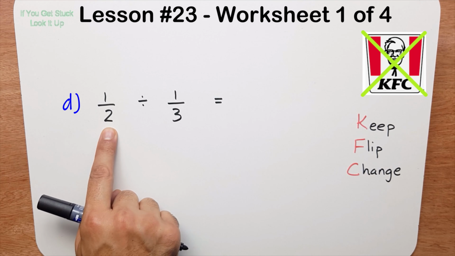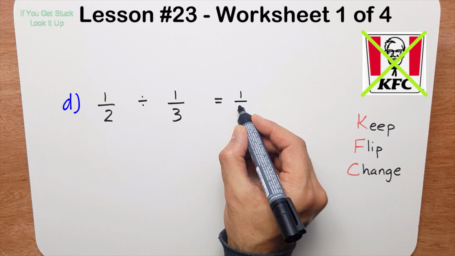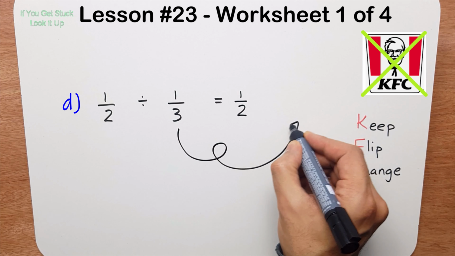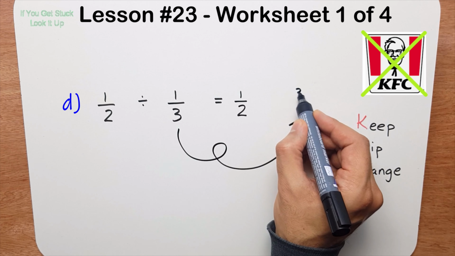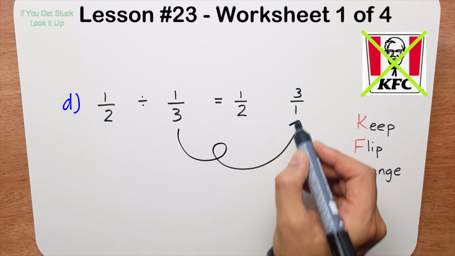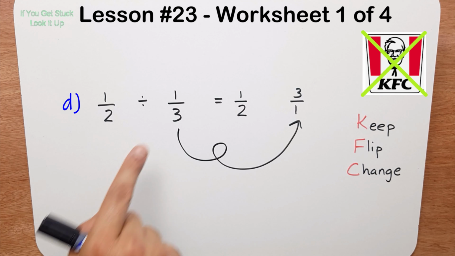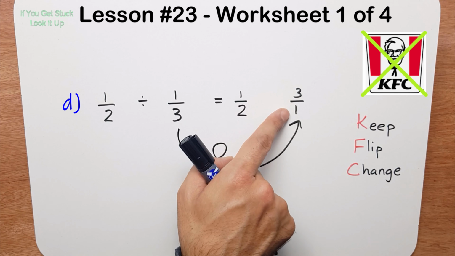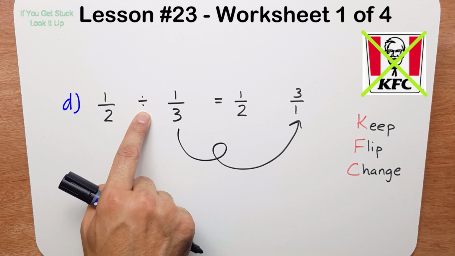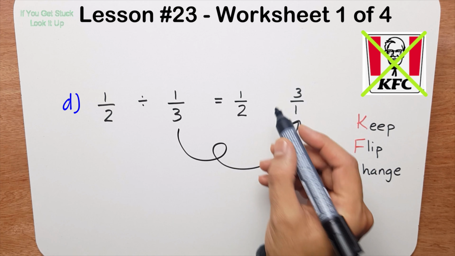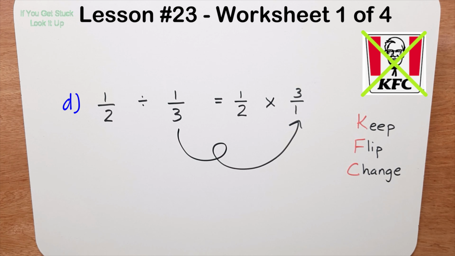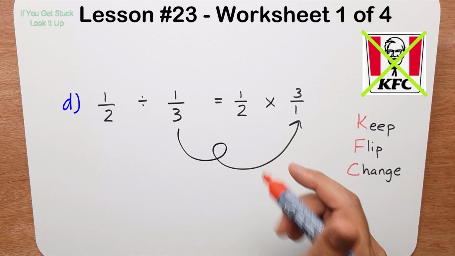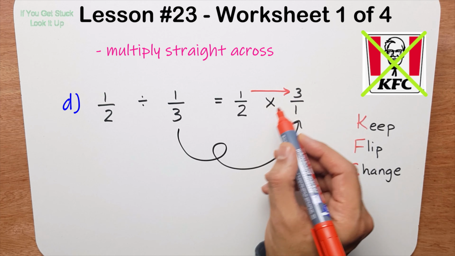So we keep the first fraction the same, 1/2. We flip the second fraction, so it becomes 3/1. So what we've done is we've taken 3 to the top and 1 to the bottom. We've flipped it around. And then we change the divide into a times. Now if you noticed, you're multiplying both the fractions, and we always multiply straight across.